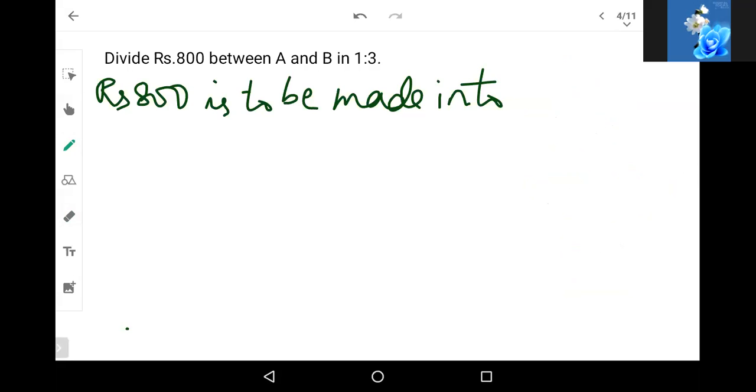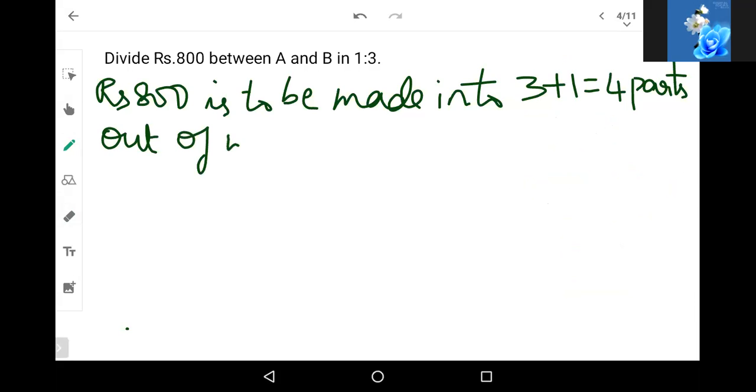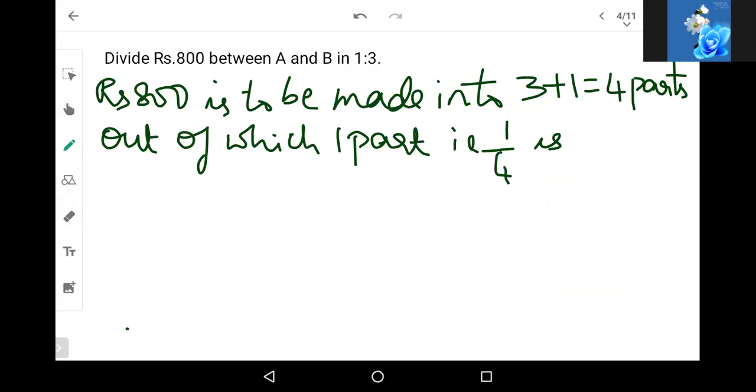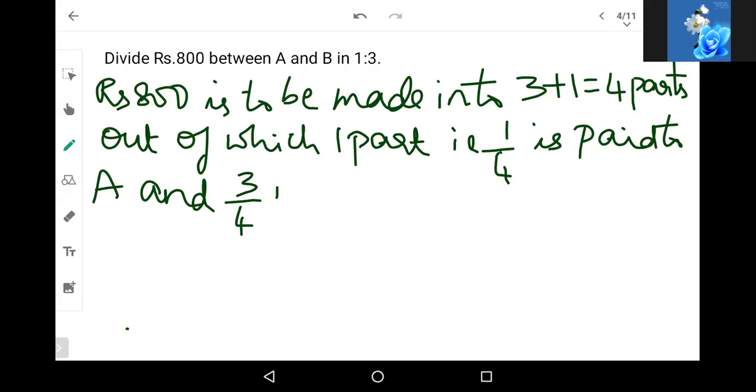So rupees 800 is to be made into 3 plus 1 is equal to 4 parts. Okay. Out of which one part, that is 1 by 4, is paid to A and 3 by 4 is paid to B. Okay, good. 200 and 600.